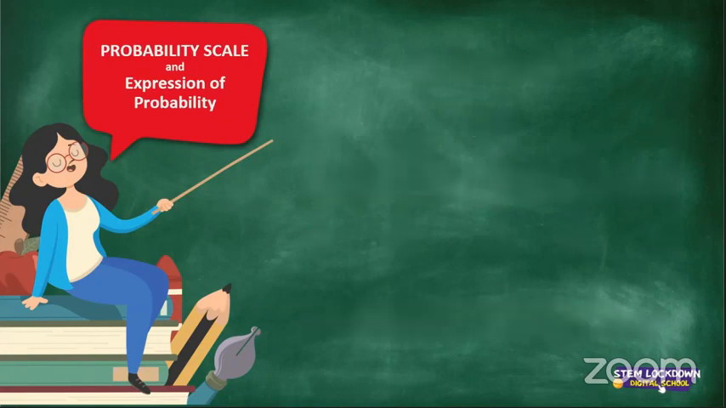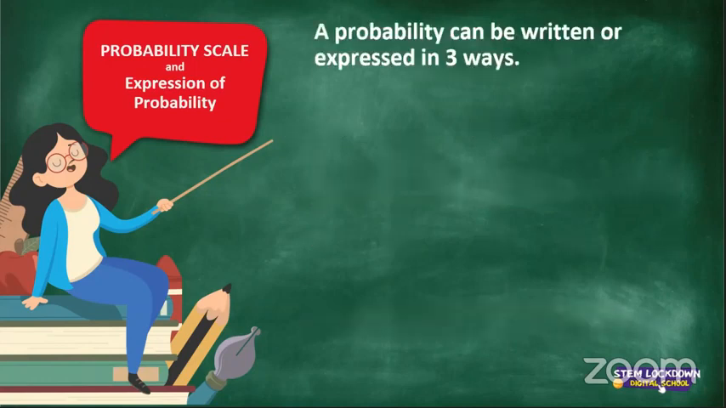So yes, now we're going to quickly look at the different ways. We've just mentioned some of them. Probability can be written or expressed in 3 ways. You guys already answered in percentage. So yes, probability can be expressed as a percentage. What are the other 2 ways of expressing probability?